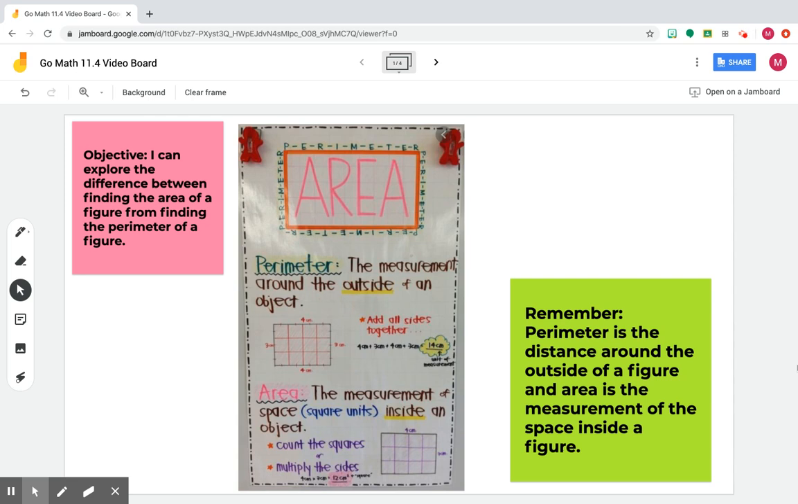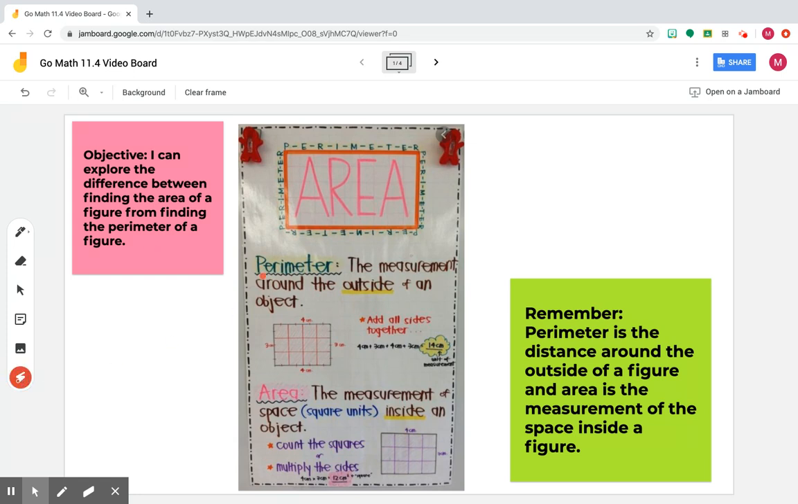Today we are going to be starting area, which is also part of chapter 11 for our Go Math unit. And our objective today is I can explore the difference between finding the area of a figure from finding the perimeter of a figure. So we're going to be looking at what makes area different from perimeter.